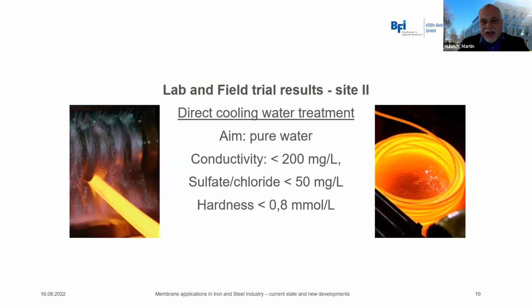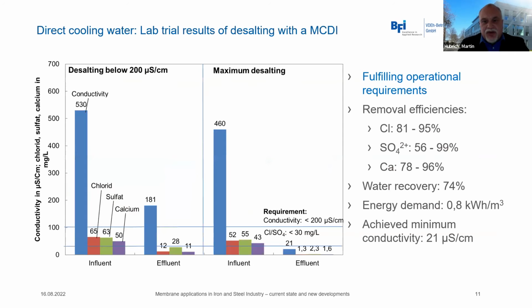The next application is the direct cooling water treatment. We have similar aims as before. And what we found out in lab trials was that it was possible to fulfill the operational requirements with water recovery rates of about 74%, and to reduce the chloride and sulfate content below 50 milligram per liter. So it seemed everything was fine.